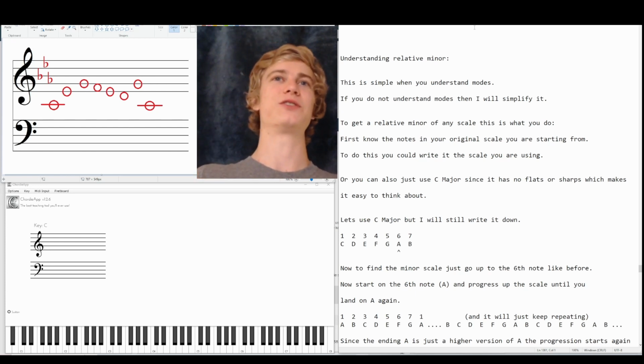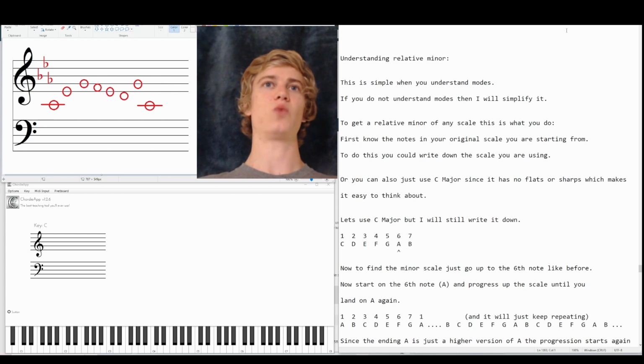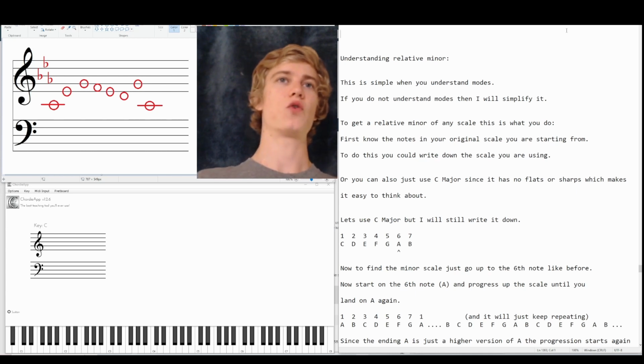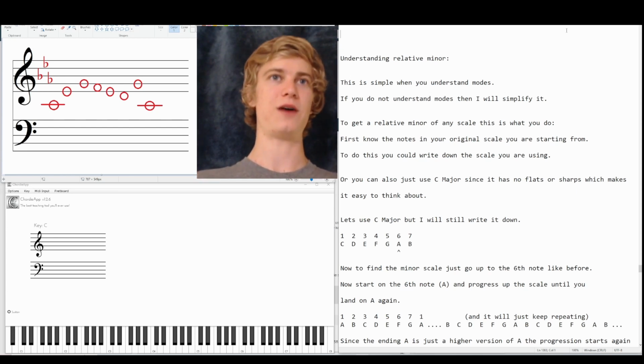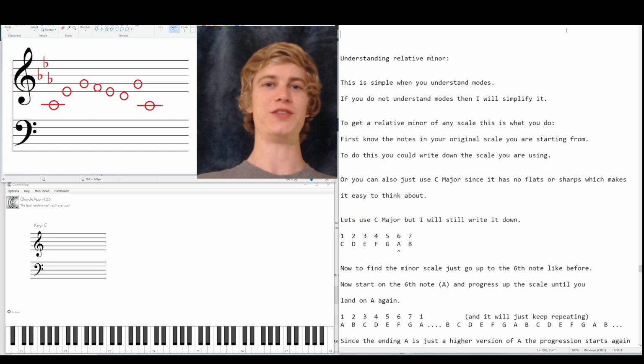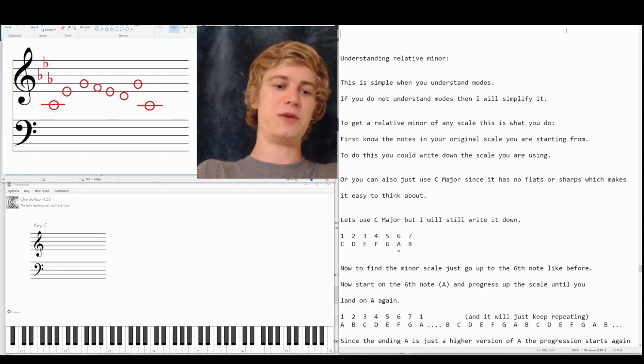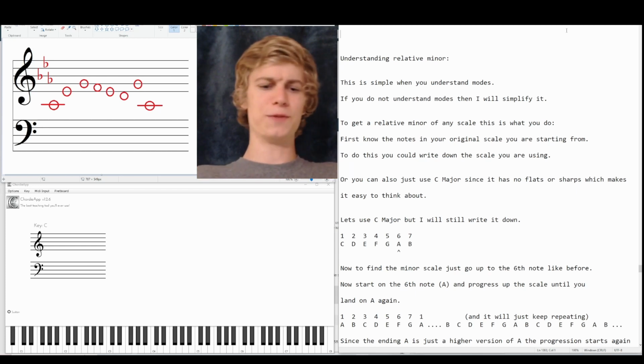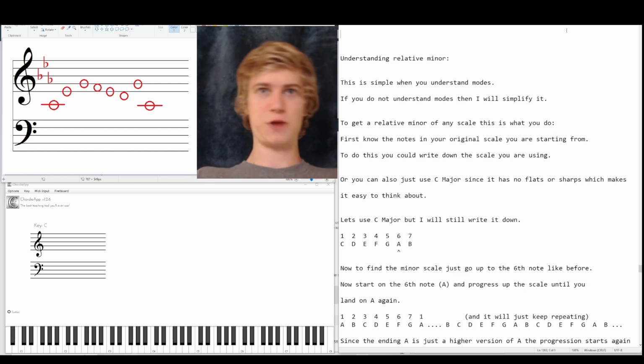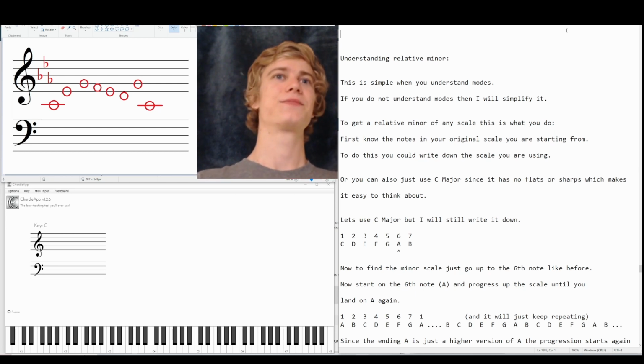First, you know the notes in your original scale you're starting from. To do this, you could write down the scale you are using. Or you can also just use C major since it has no flats or no sharps, which makes it easy to think about. So let's do C major. It's always good to start on this because with no sharps and no flats, you literally get to see exactly what's going on here. And then you can just translate that to any other scale that has a sharp or a flat, because each major scale has the same distance away from each note starting from the first note. It's just in a different order. Sometimes it has sharps, flats, yada yada. I hope that made sense.